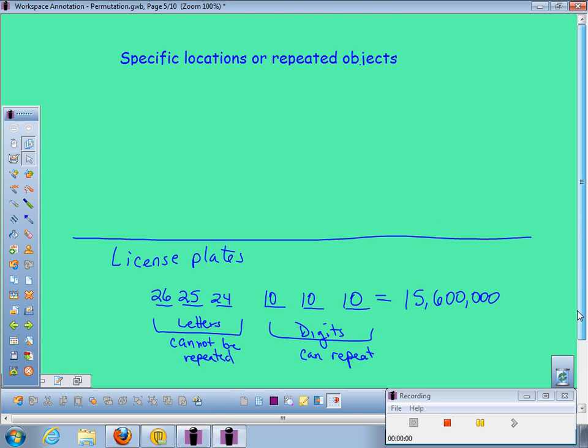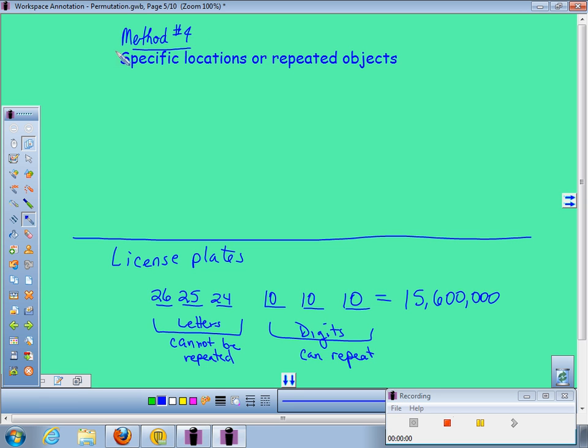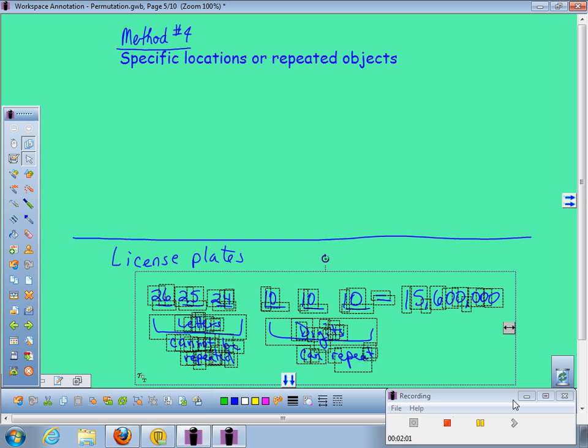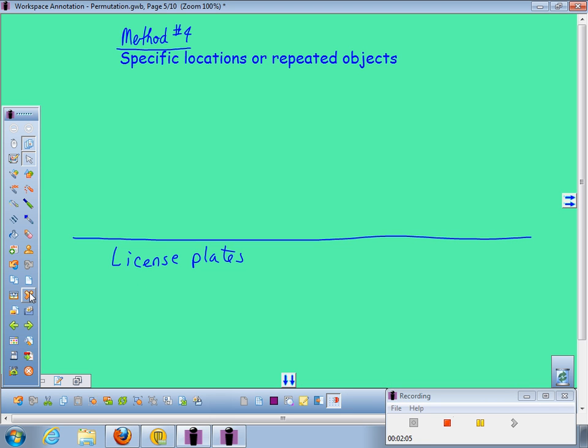Yes, this is method number 4. Okay, this is what I call the special situations deal. If they tell you certain objects have to be in a certain position in the pattern, or they tell you you can reuse an object, like if you're doing patterns with letters, if you can reuse letters, it changes how this works. And in fact, there isn't an official formula or rule for doing it.